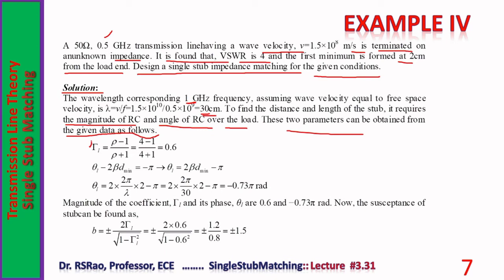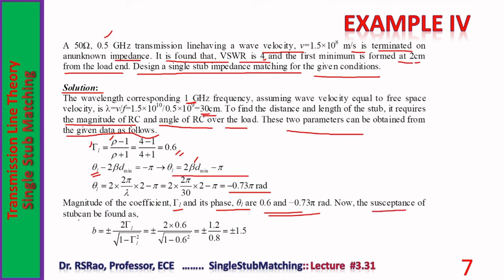Gamma L, the magnitude of the reflection coefficient over the load, can be found from SWR: (SWR minus 1) by (SWR plus 1). SWR is given as 4, so gamma L is 0.6. Now theta L, the reflection coefficient angle over the load, can be obtained from the relation 2 beta D minimum minus pi. Lambda is known, so beta is known. D minimum is 2 centimeters. Substituting these values, theta L can be found as 0.73 pi radians. The magnitude and phase are now available.